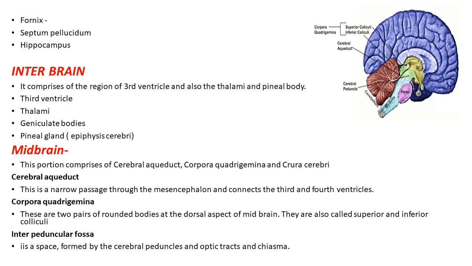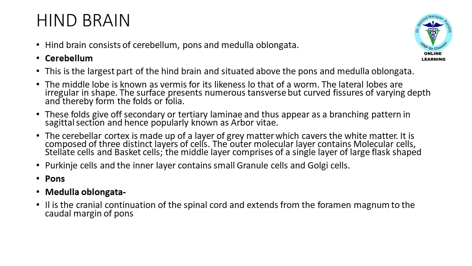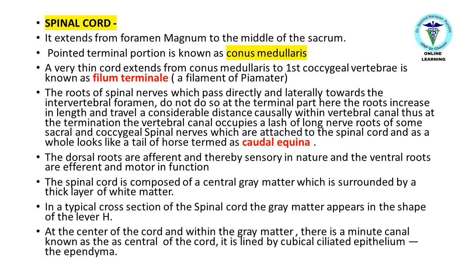The interbrain and midbrain contain important structures like the thalamus and cerebral aqueduct, which are involved in sensory processing and movement control. The hindbrain, including the cerebellum and medulla oblongata, is essential for coordinating movement and regulating vital functions like breathing. The spinal cord extends from the brain to the lower back, with regions like the conus medullaris and cauda equina playing roles in nerve signal transmission.